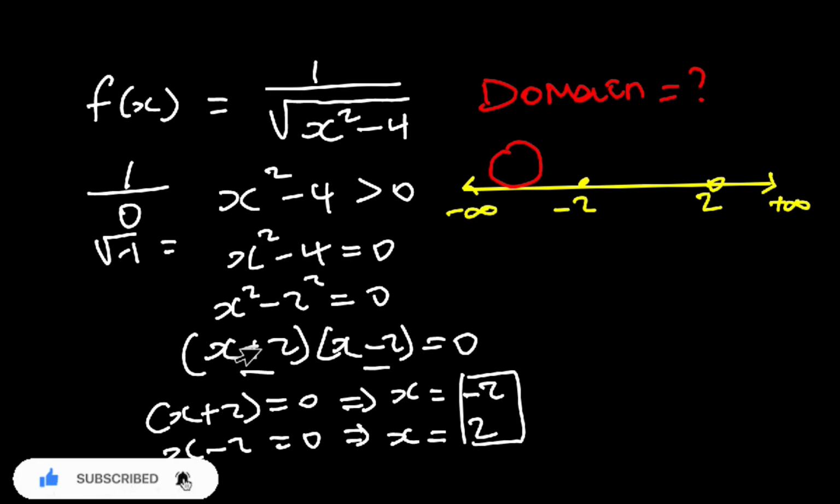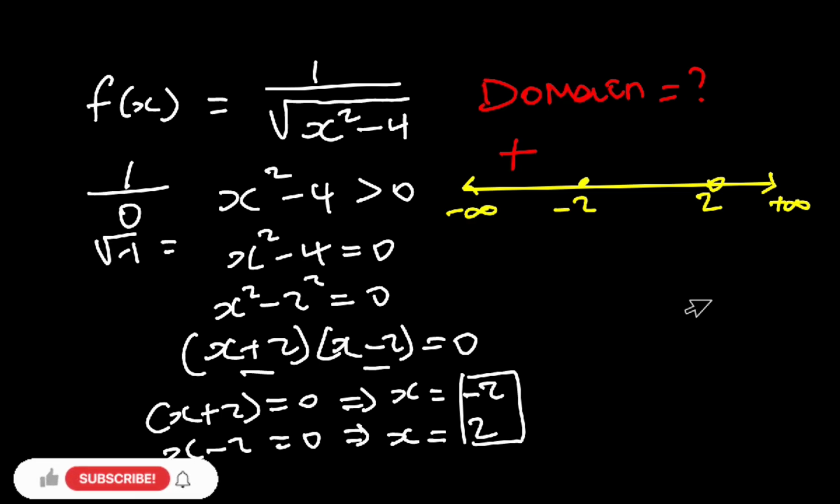Negative 10 plus 2 is equal to negative 8, which is a negative value. And negative 10 minus 2 is equal to negative 12, which is a negative value. Now minus times minus is going to be equal to plus. So we have that this region is positive, which is greater than 0.